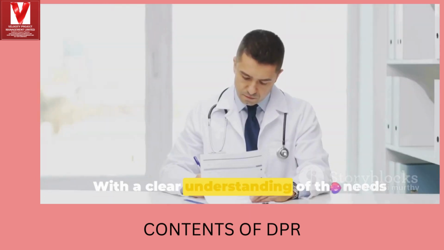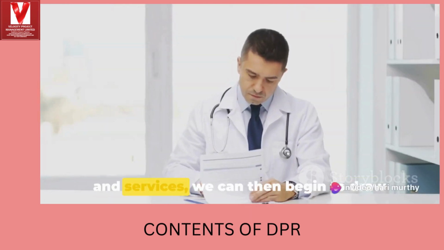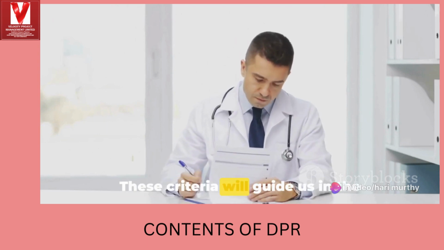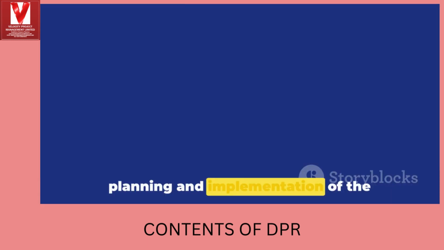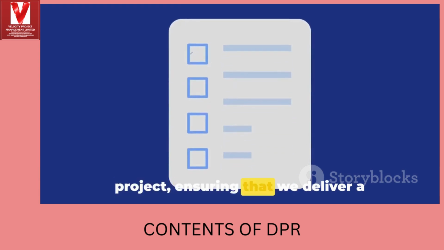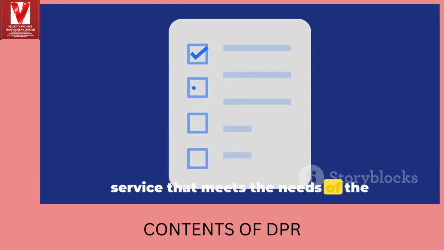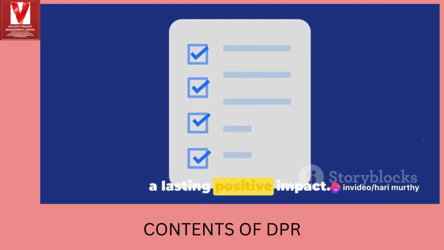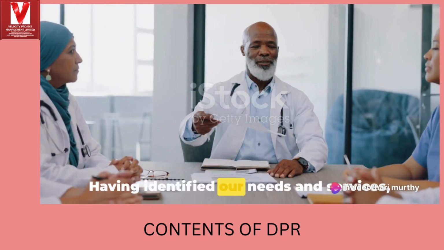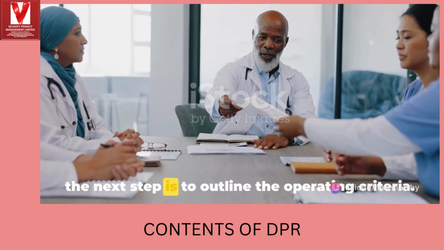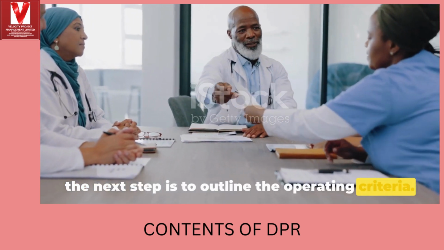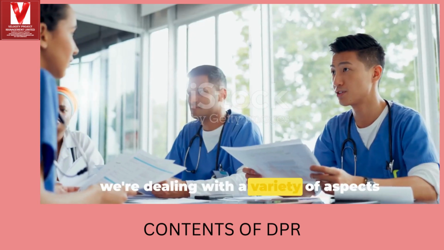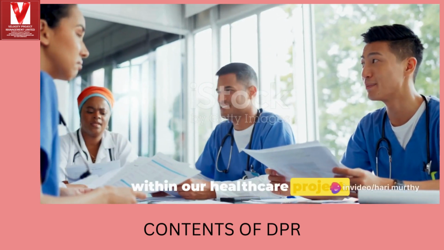With a clear understanding of the needs and services, we can then begin to draw various operating criteria. These criteria will guide us in the planning and implementation of the project, ensuring that we deliver a service that meets the needs of the community, is financially viable, and has a lasting positive impact. Having identified our needs and services, the next step is to outline the operating criteria. This involves a multifaceted approach, as we're dealing with a variety of aspects within our healthcare project.